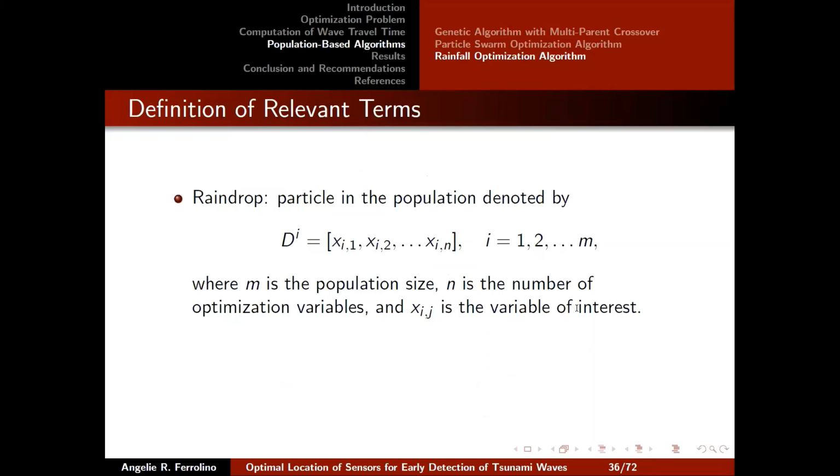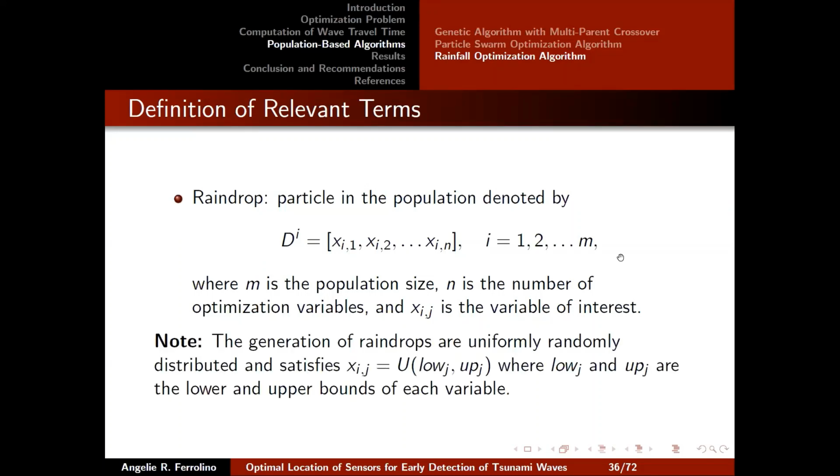Before discussing the algorithm, we first define some relevant terms. First is the raindrop. This is the particle in the population denoted by this, where M is the population size, N is the number of optimization variables, and Xij is the variable of interest. Note that the generation of raindrops is uniformly randomly distributed and must be within the bounds if there are any.